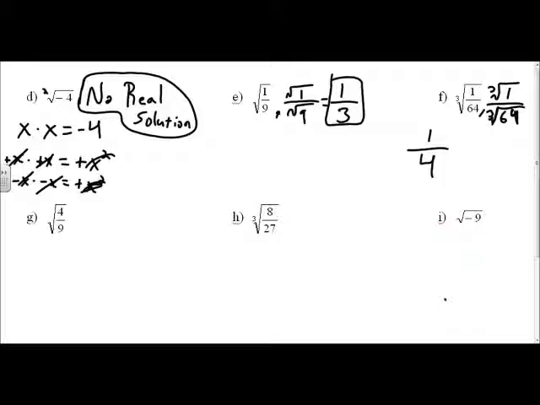And if we wanted to check that, we would say that 1 over 4 times 1 over 4 times 1 over 4, that's the same as 1 over 4 cubed, equals 1 over 64. So this checks out, and 1/4 is our answer.